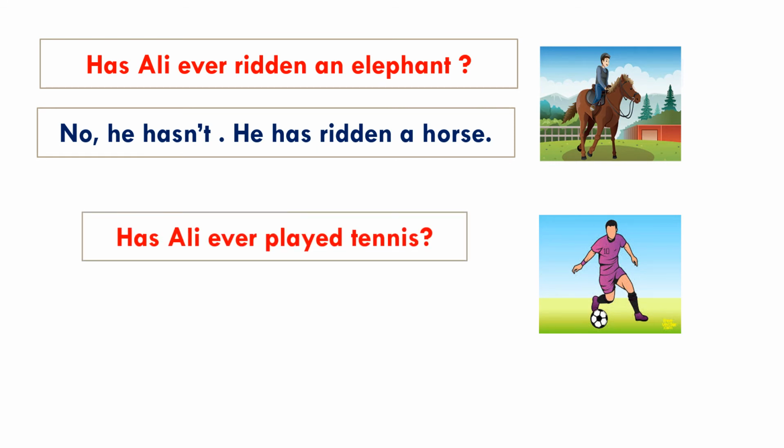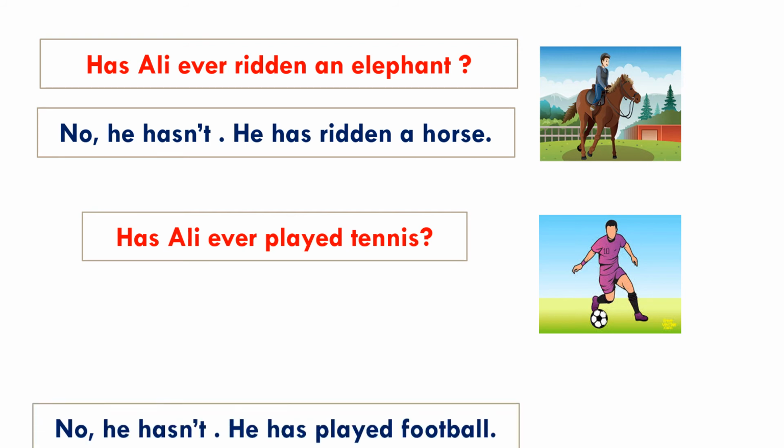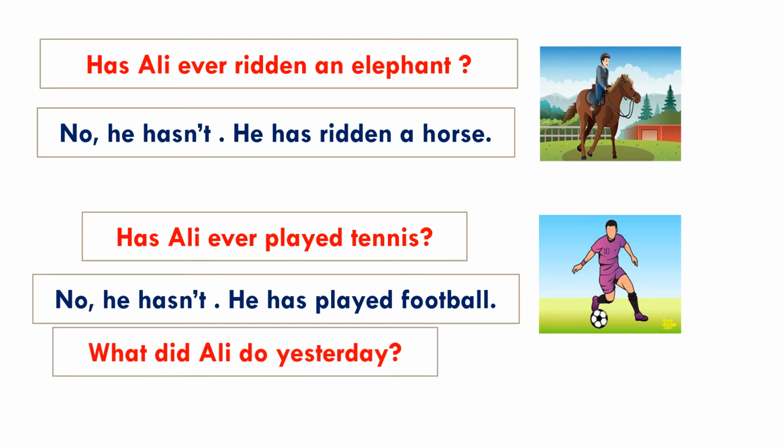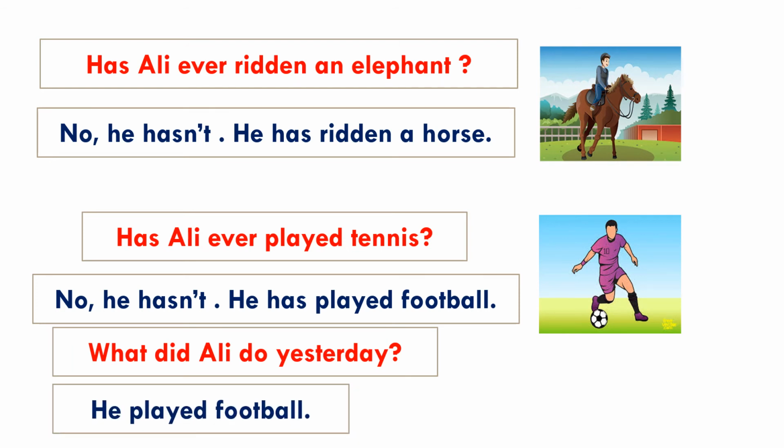Has Ali ever played tennis? Look at Ali. No, he hasn't. He has played football. What did Ali do yesterday? Past simple. He played football.